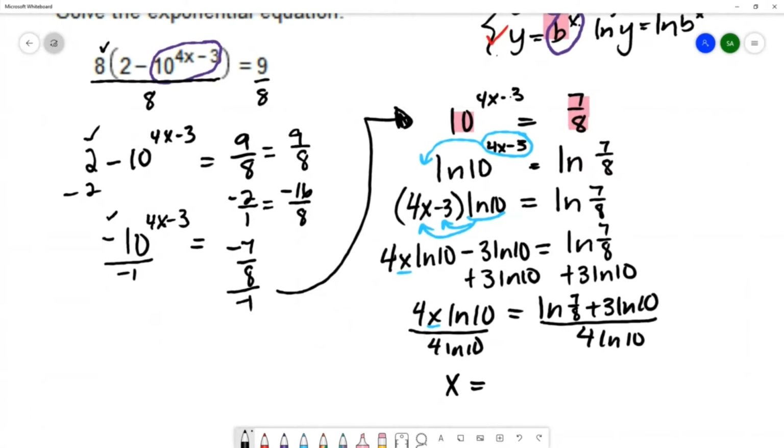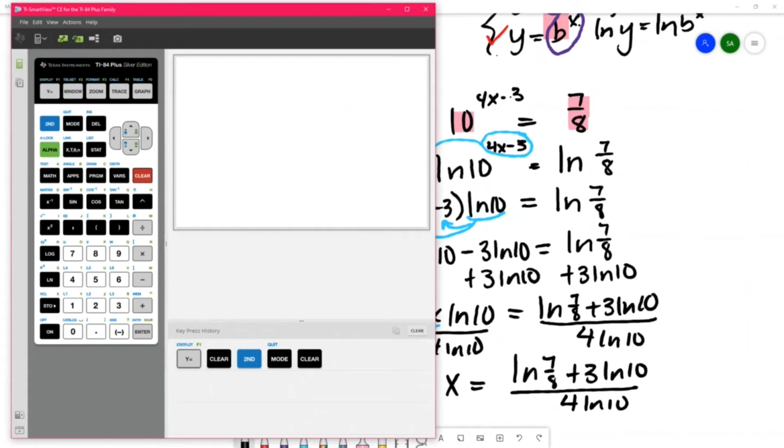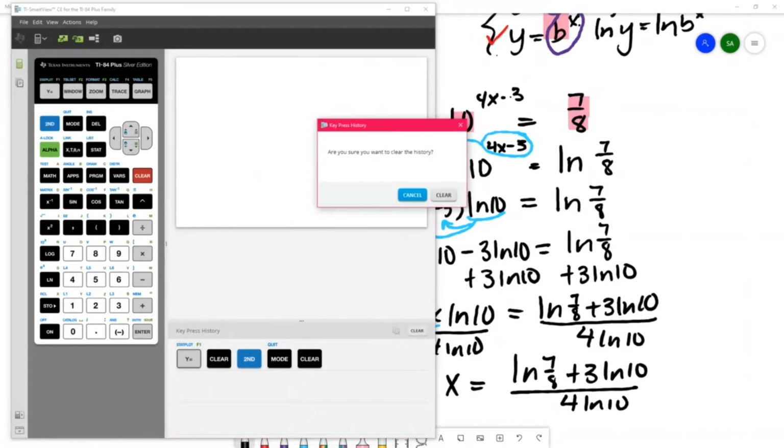So I'm left with x equals natural log 7/8 plus 3 natural log 10 over 4 natural log 10. So let's practice typing this answer in our calculator. So here's our calculator. Let me clear these buttons so we have a fresh start.